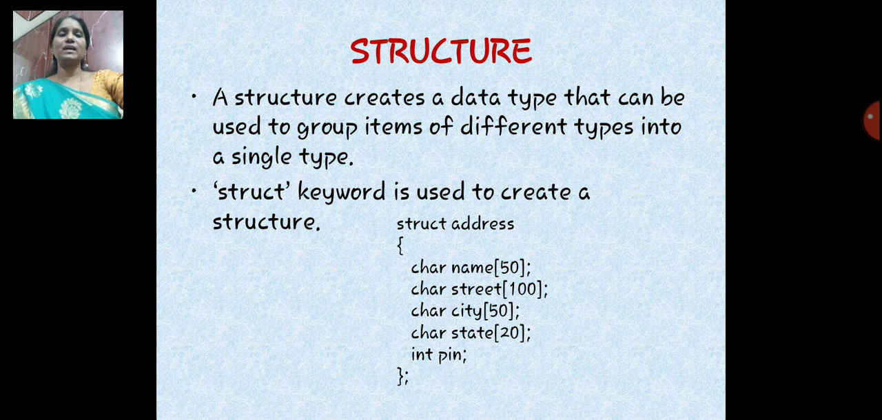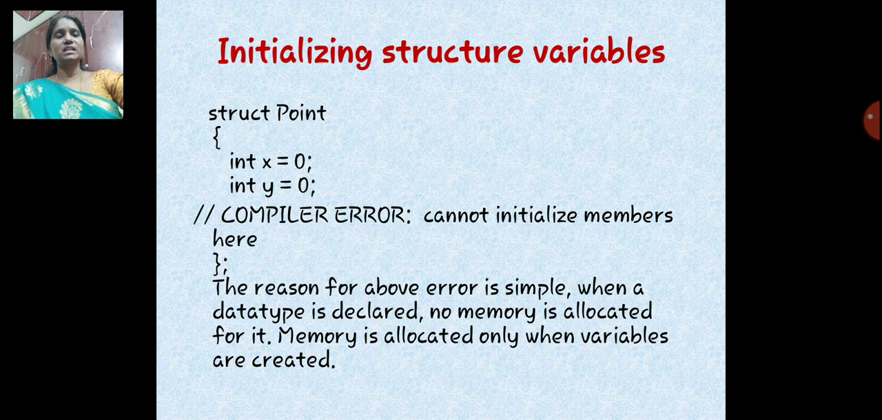Followed by that, we have an example: struct followed by the structure name. Here it is address. So inside the structure, we have four character arrays and one integer. So that is how it is holding a set of heterogeneous data items, right? So how do we initialize the structure variables? Normally when we create variables, we can initialize the variables in the same line itself. For example, we can say int a equals 10. We can say float f equals 1.5, like that.